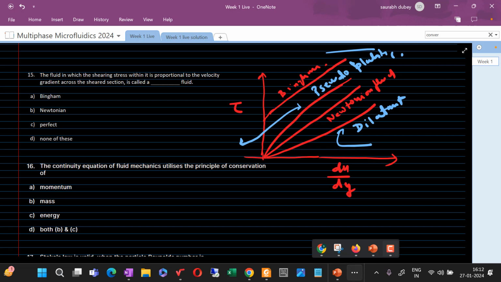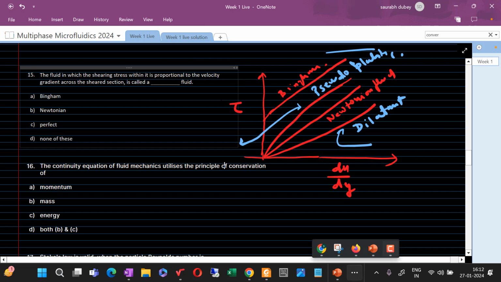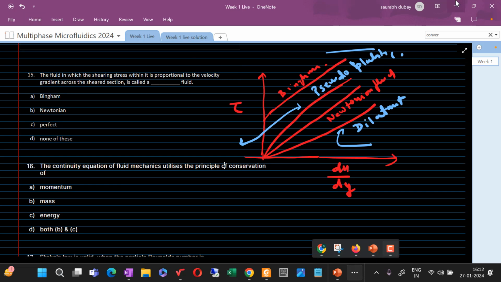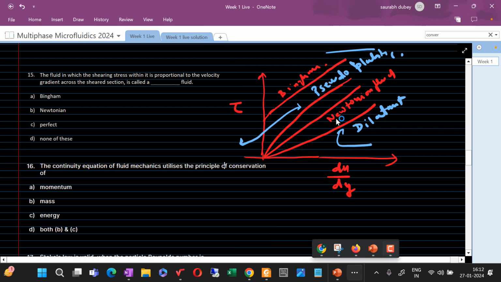There was a similar question related to this in the week zero assignment. It was quite confusing. Let me just see. Non-Newtonian fluids in which apparent viscosity decreases with increasing stress are called pseudoplastic, Bingham plastics, dilatant, and thixotropic. These are the four options.